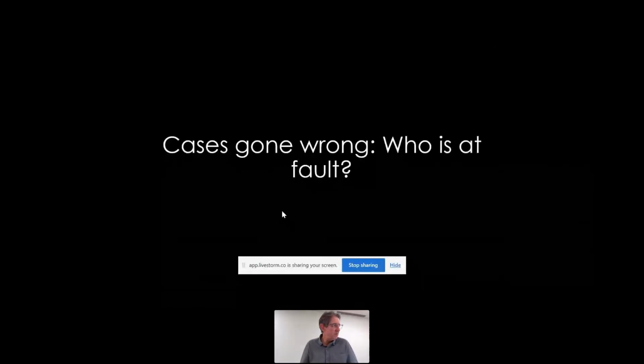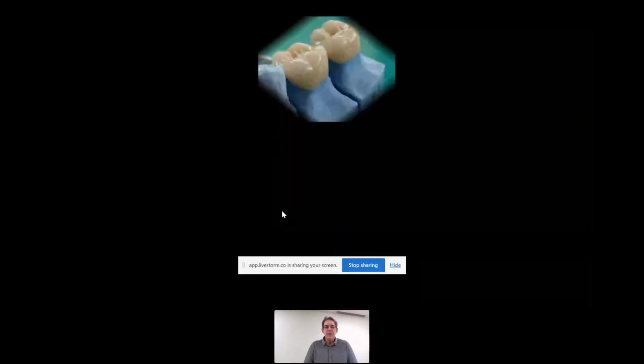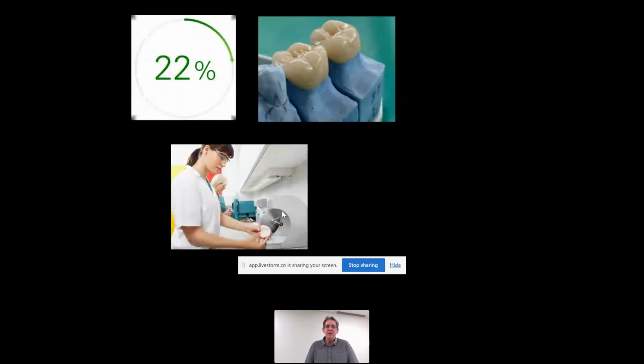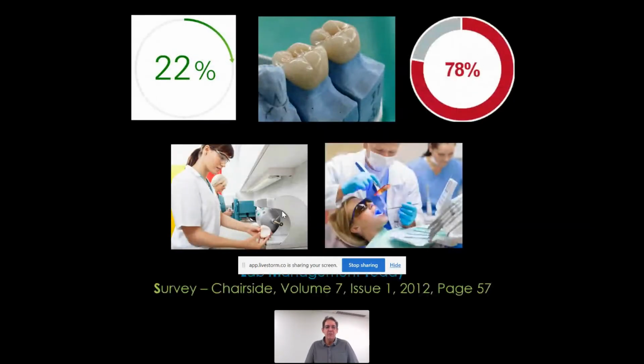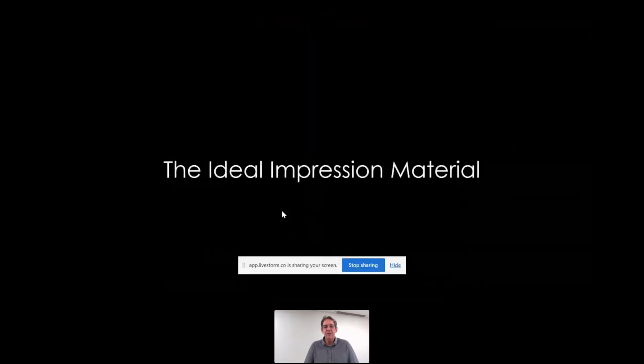Well, let's look at the research and what the research shows. The research says that in order for a crown remake, 22% of the time it's laboratory error, and 78% of the time it's clinician error. And that's because of either the tray and/or the material that is being used.